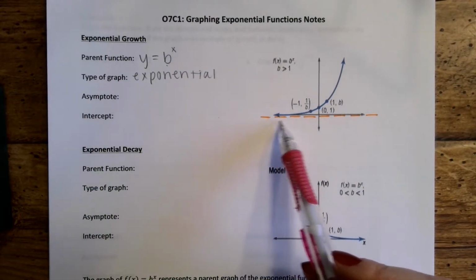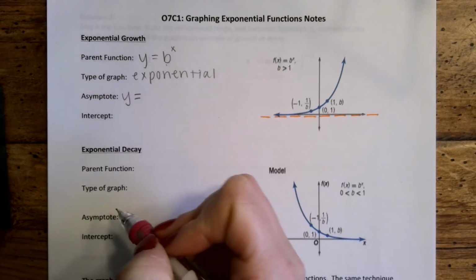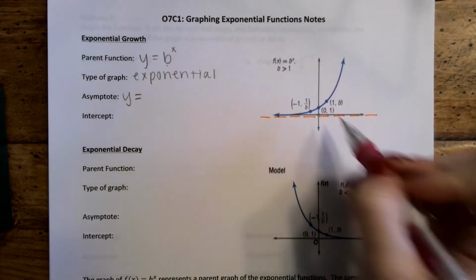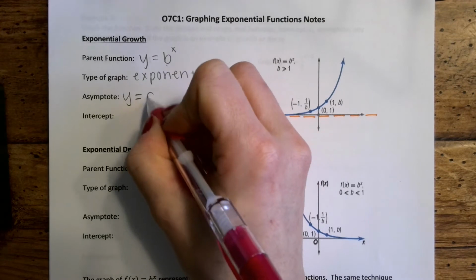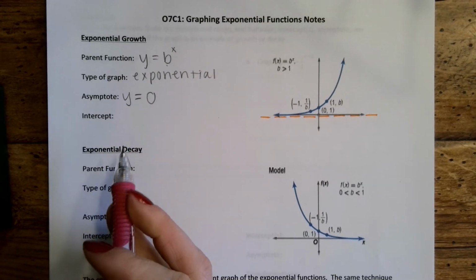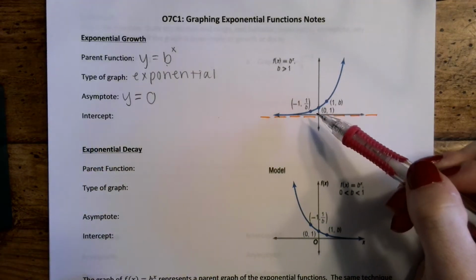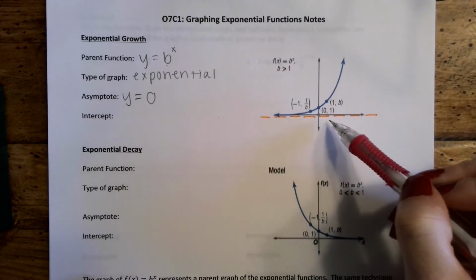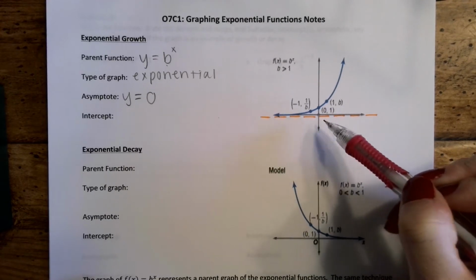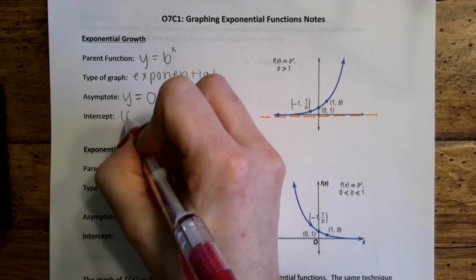Because my asymptote was a horizontal line, it should be y equals, and it looks like it's crossing at 0, so it's y equals 0. For intercepts, we'll write down anywhere that this graph crosses the x or the y-axis. Because my asymptote is on the x-axis, it should never cross, but it does look like it crosses the y-axis at 0, 1.